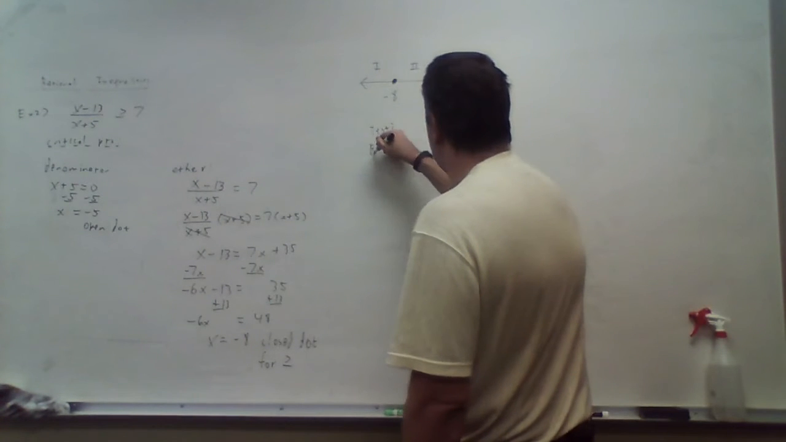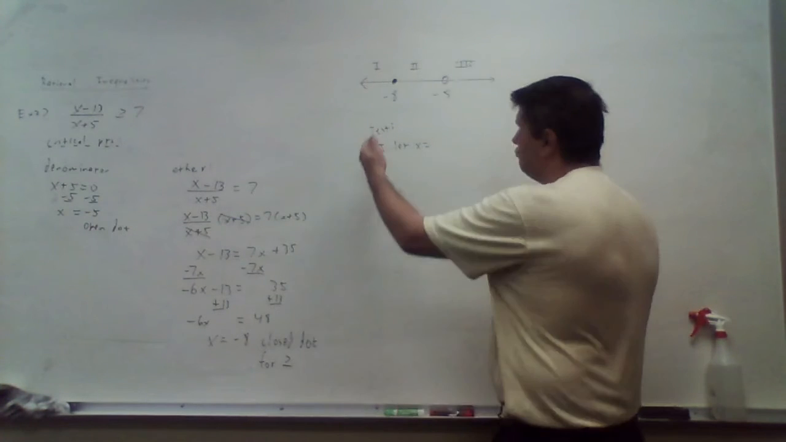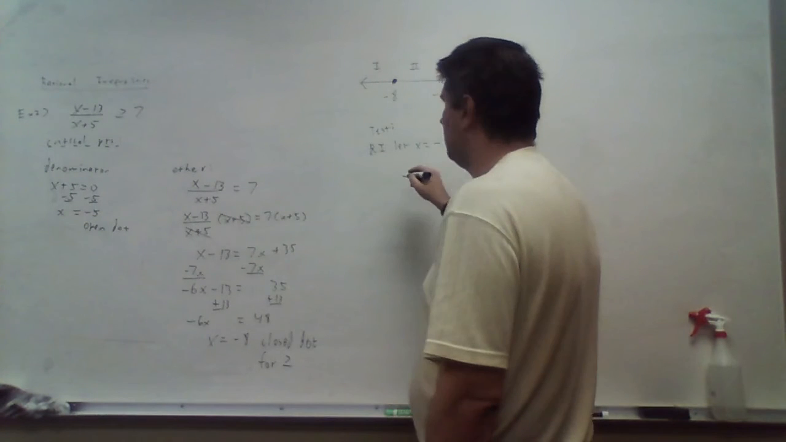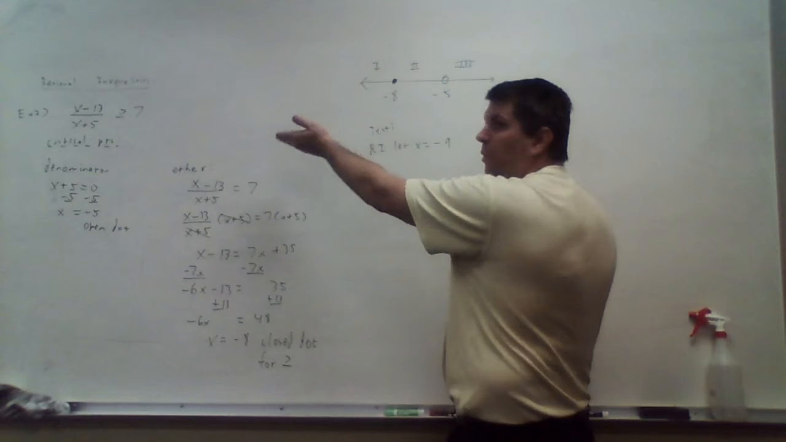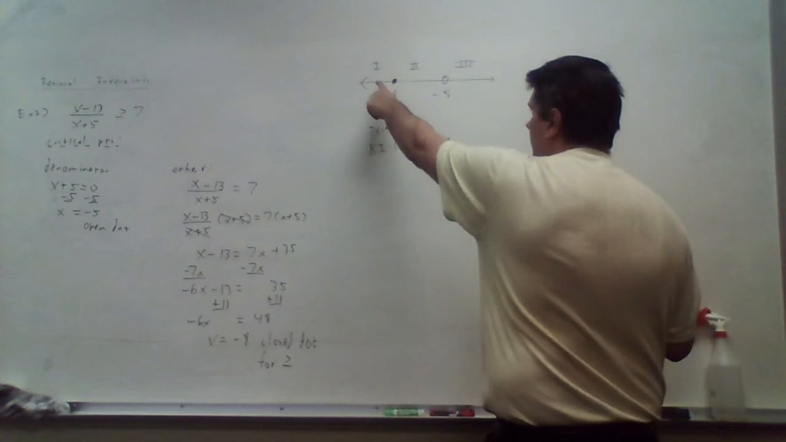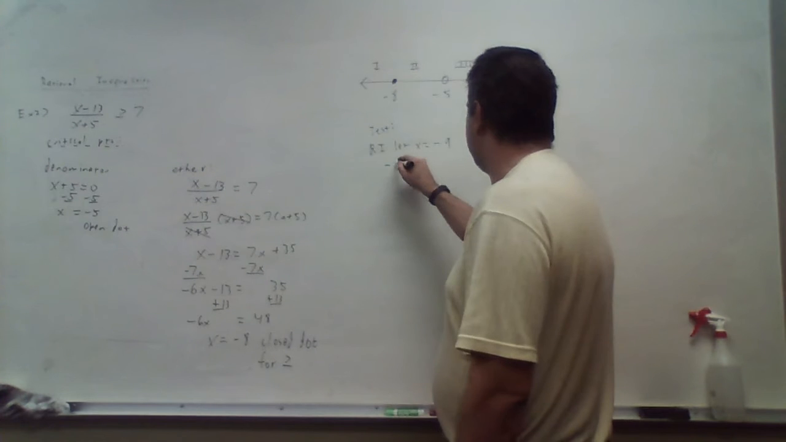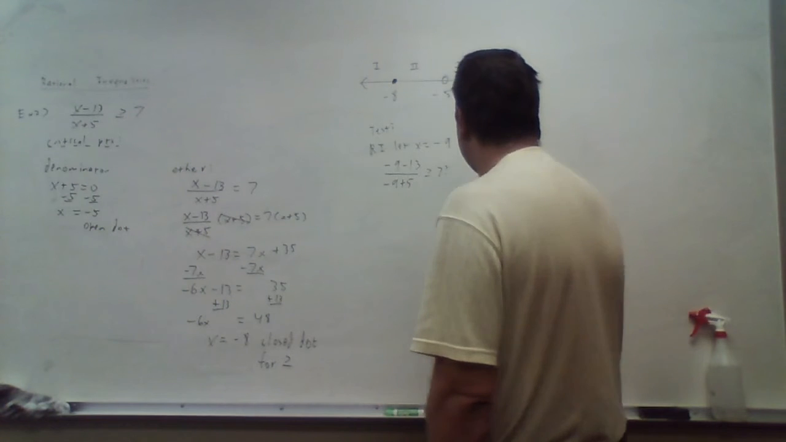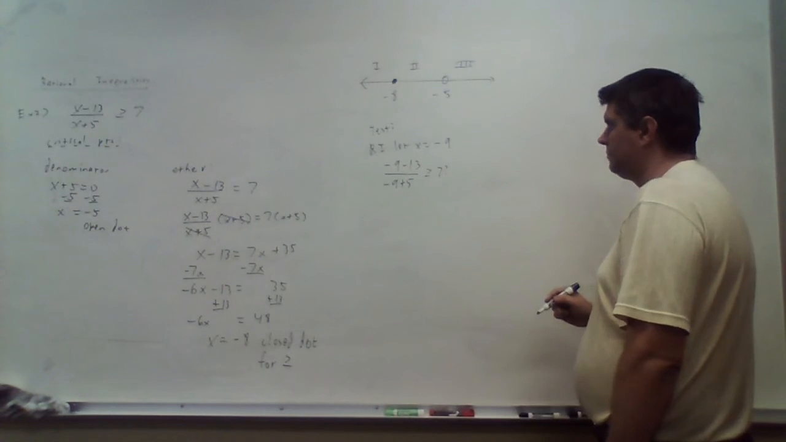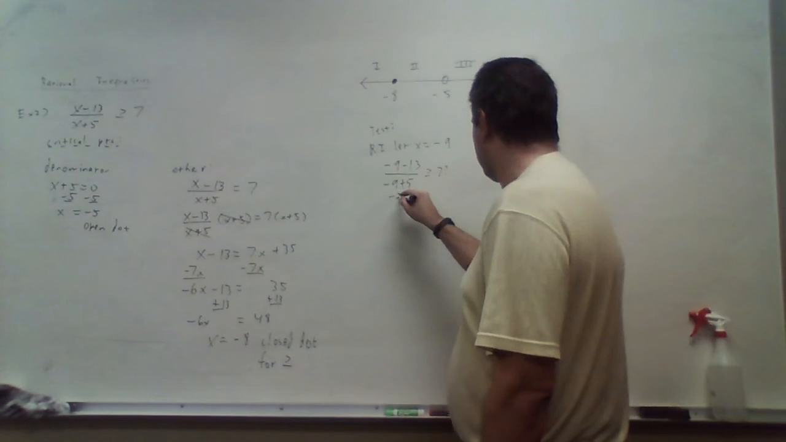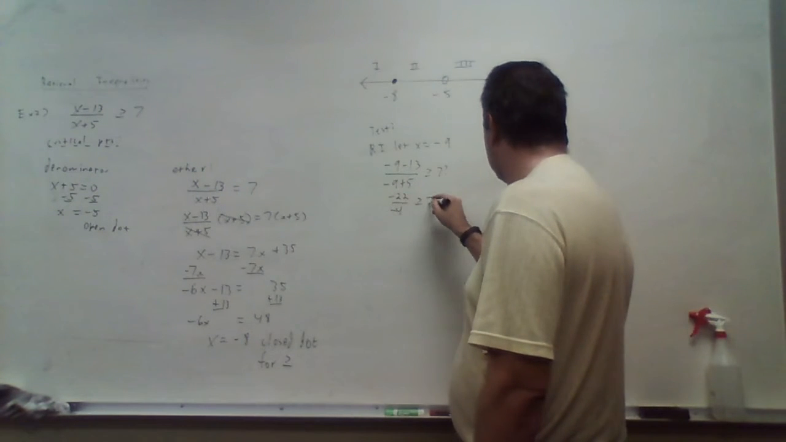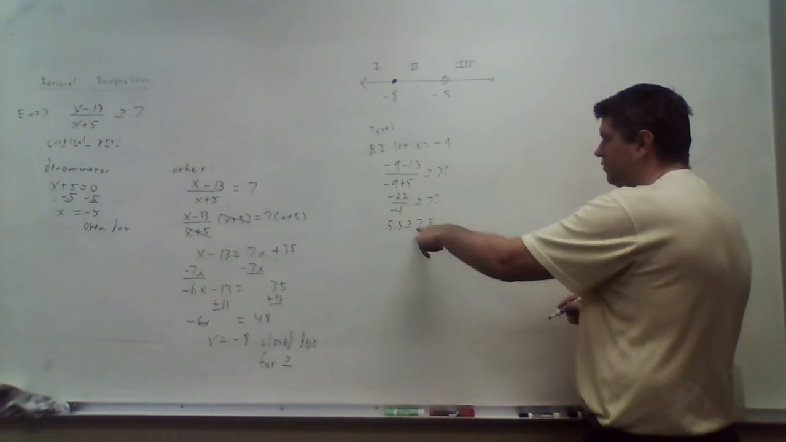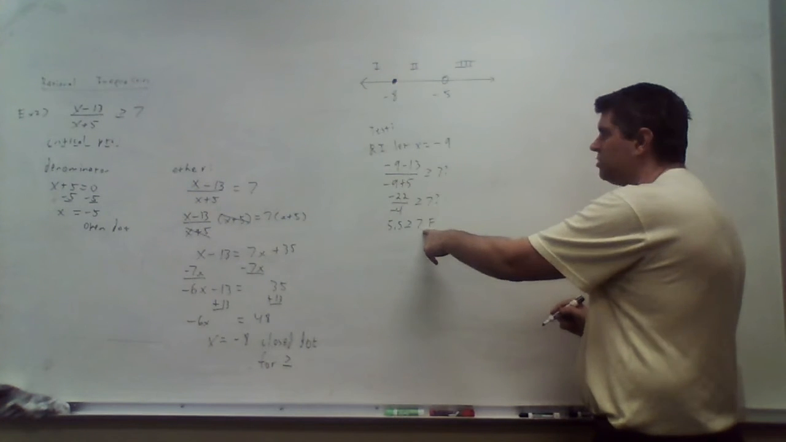Test region number 1. Let x equal anything before negative 8. So negative 9 is what I'll use. I could use negative 10, negative 11. I could use negative 8.1. Okay, but I'll use the first integer value in the region. So, negative 9 minus 13 over negative 9 plus 5, I want to know if it's greater than or equal to 7. Negative 22 over negative 4. This is 5.5. We're proposing that 5.5 is greater than or equal to 7. That's bogus. That's false.